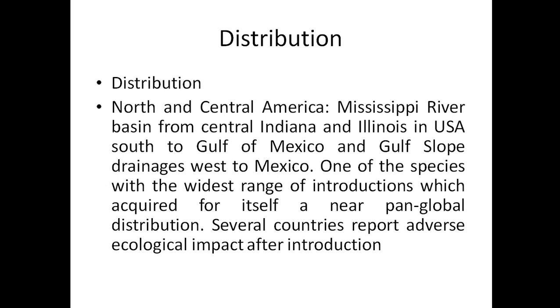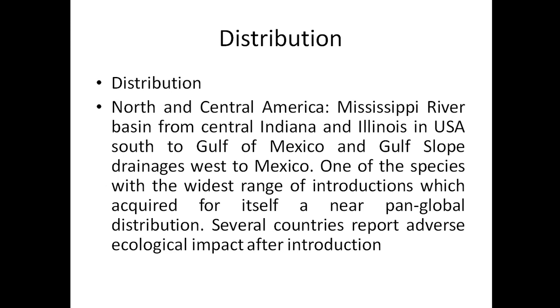As far as distribution is concerned, it is found in North and Central America, the Mississippi River basin, from central Indiana to Illinois in USA, south to the Gulf of Mexico and Gulf slope, west to Mexico. It's a natural habitat. But now this fish is found worldwide. Probably it has the widest range of introduction. And as of now, it has a pan-global distribution.